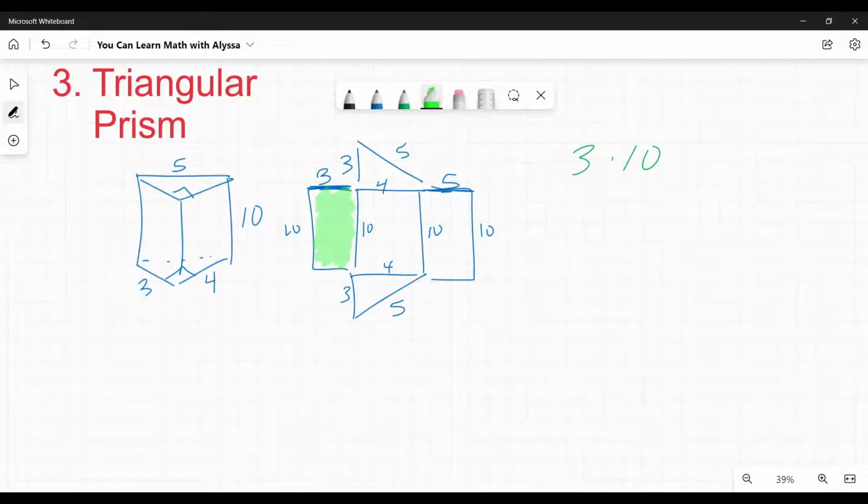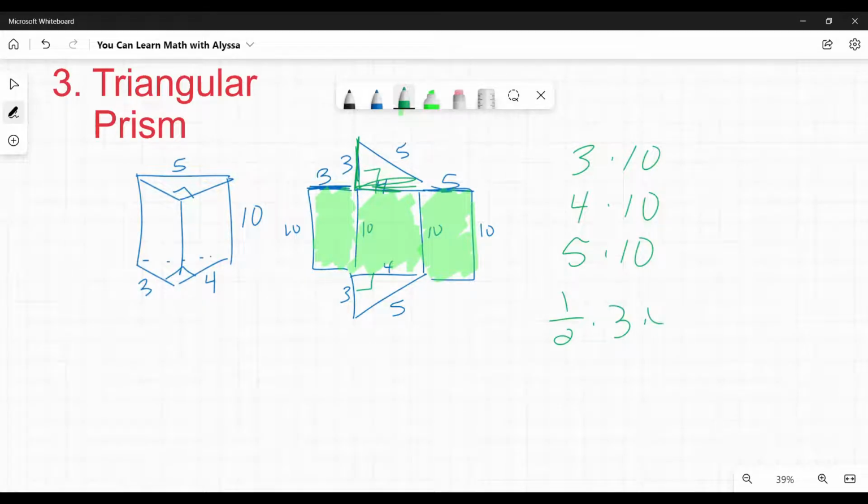Then my middle one here is a 4 by 10. Color that one in as I've written it down. And my last one here, my last rectangle, is going to be a 5 by 10. And that's right there. Written it down. Now for the triangles on top, area of a triangle is 1/2 base times height. So 1/2 times 3 times 4. And I have 2 of these triangles. So to add these 2 into the mix, times 2.